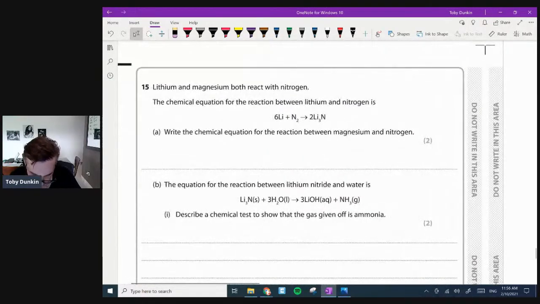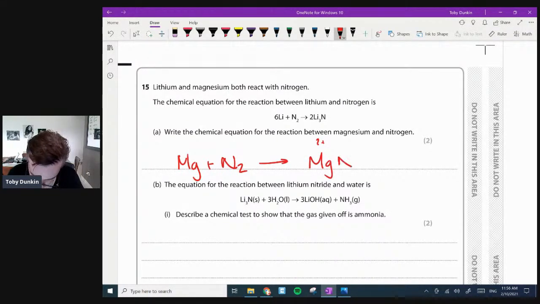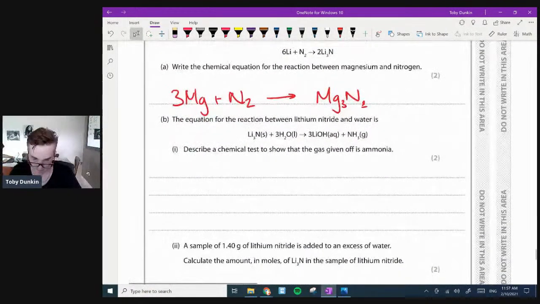This is the last question on the paper. Write the chemical equation for the reaction between magnesium and nitrogen. That's a weird thing. Magnesium and nitrogen going to form magnesium nitride. Magnesium is 2+. Nitrogen, of course, is 3-, crossing down. There we go. Balance the equation. 3. I'm done.